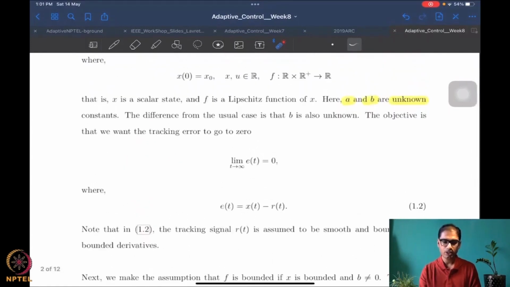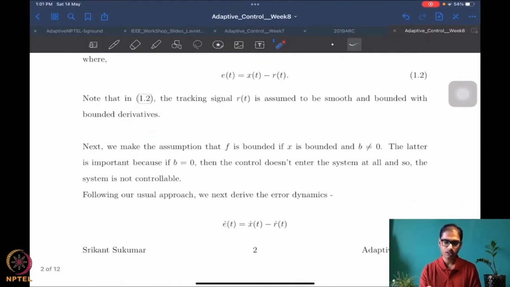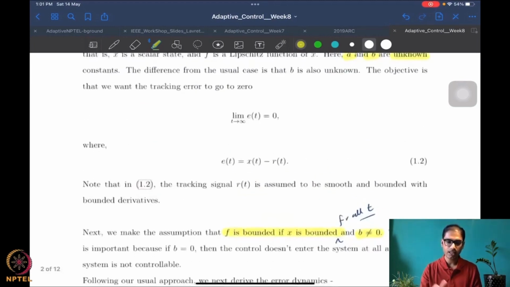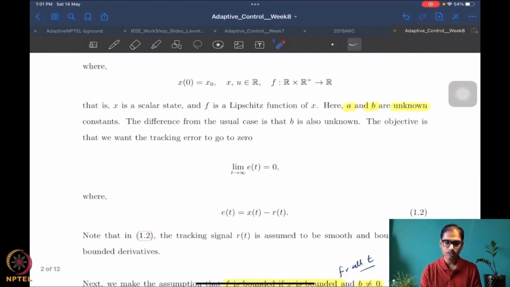We also make some assumptions on f. So what is the assumption? It is that f is bounded if x is bounded. Okay, so there are two assumptions. One is that the function f is assumed to be bounded if x is bounded. So it's a function of both state and time, but we don't worry about time. So I would in fact even say that for all t, and we also assume that b is non-zero. That is the gain that is connected to the control is assumed to be non-zero.